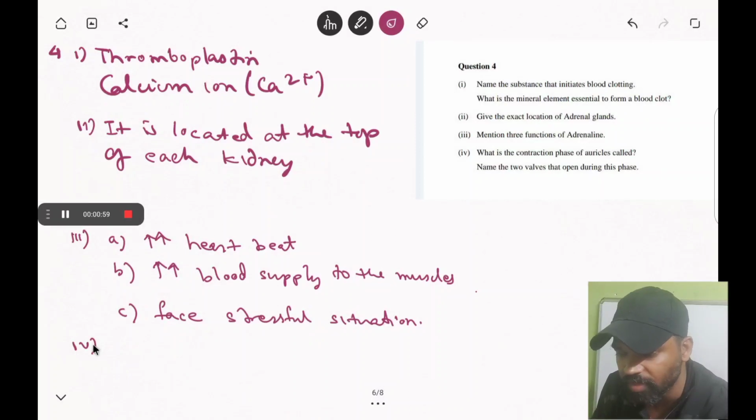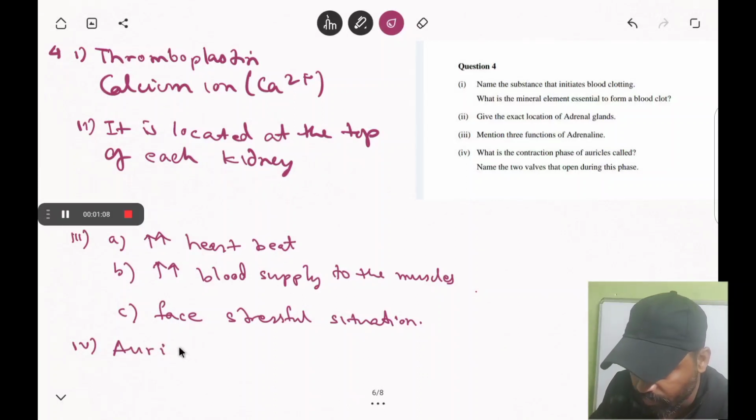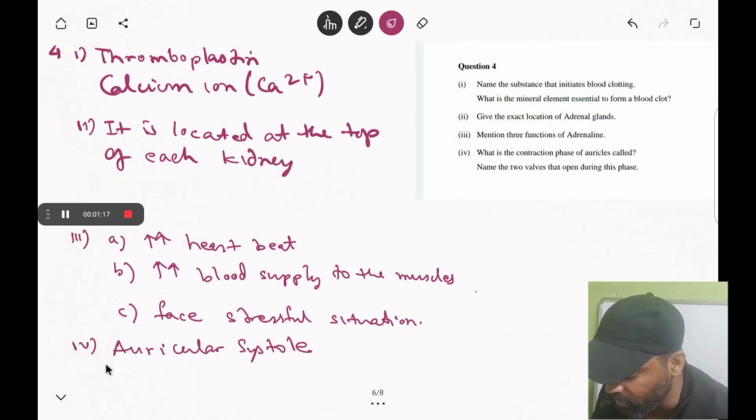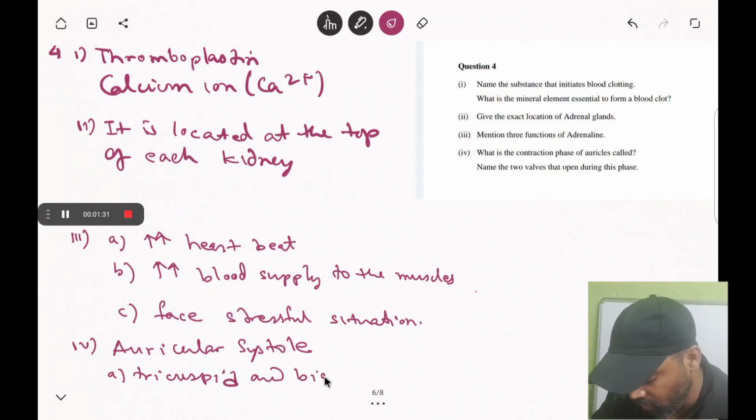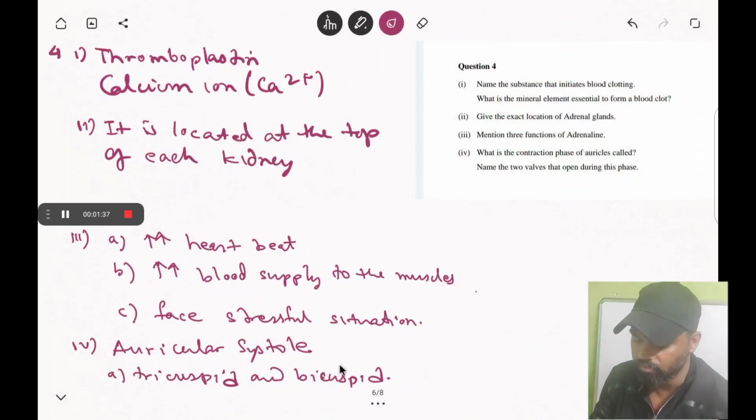Now, number 4. What is the contraction phase of auricles called? So the contraction phase of auricle is called auricular systole, isn't it? Spelling, just check it out, auricular systole. Okay. Now, name the 2 valves that open during this phase. So during this phase, 2 valves open, which is tricuspid and bicuspid. These are the 2 valves which open during this phase.